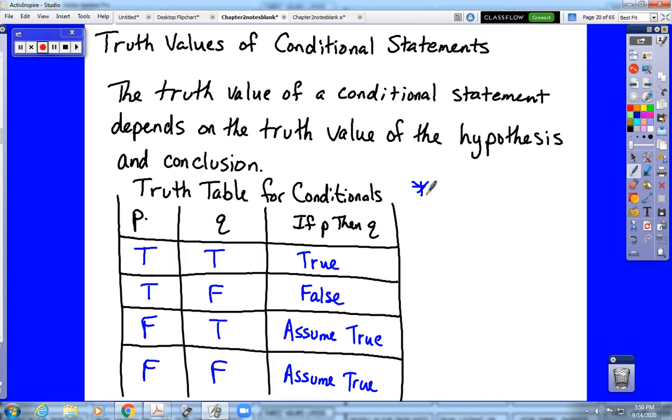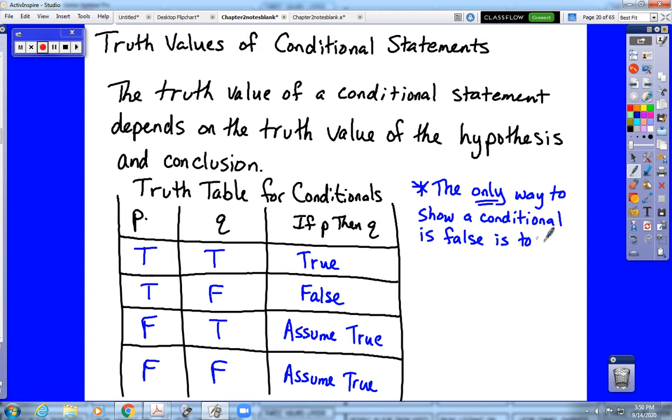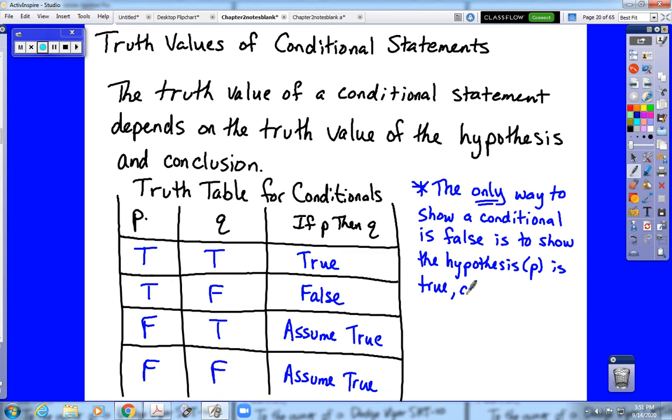First of all, the only way to show a conditional is false is to show the hypothesis P is true and the conclusion, which is our Q, is false. It's the only way to do it. There's no other way to make that happen.